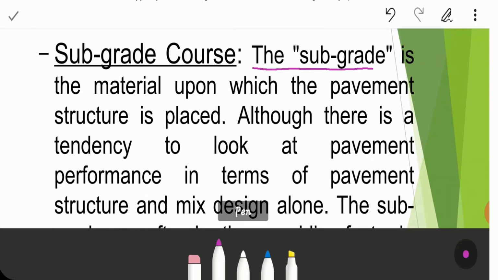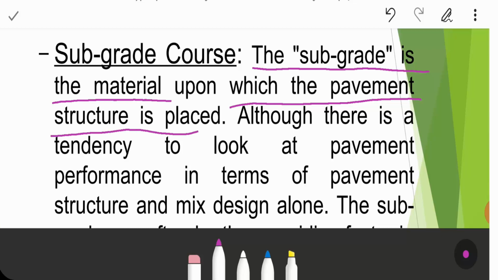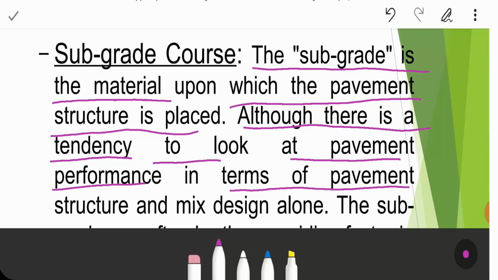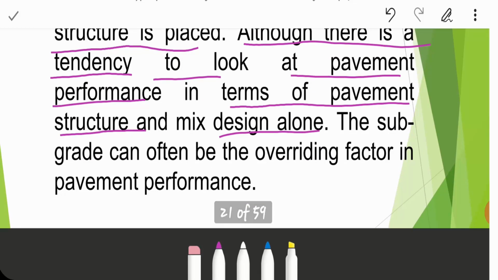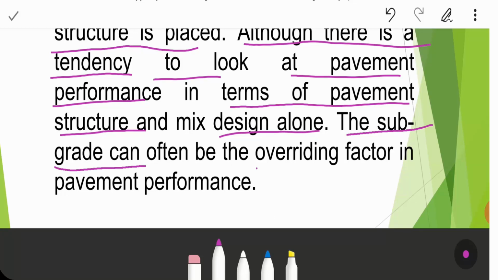Now, the subgrade course. The subgrade is the material upon which the pavement structure is placed. Although there is a tendency to look at pavement performance in terms of pavement structure and mix design alone, clear? The subgrade can often be the overriding factor in pavement performance. Right?